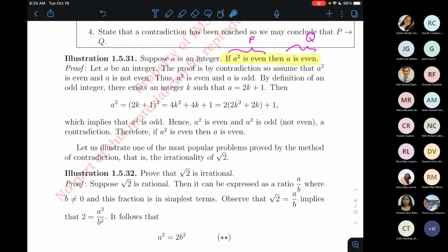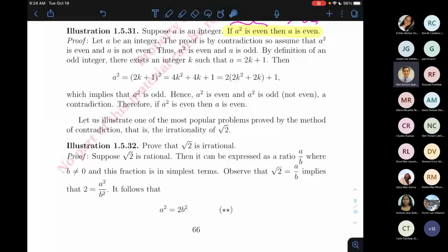Okay? So try to write your own proof of example 31 and then compare yours to the one in the work text para magandang exercise. But we'll try to write this very classic proof, example 32. Ito yung usually example kapag nagdi-discuss ng proof by contradiction.